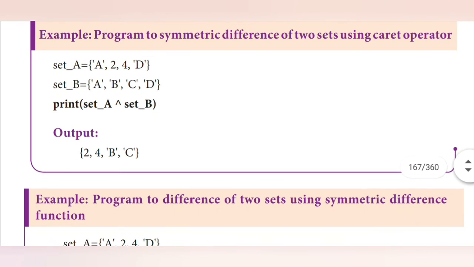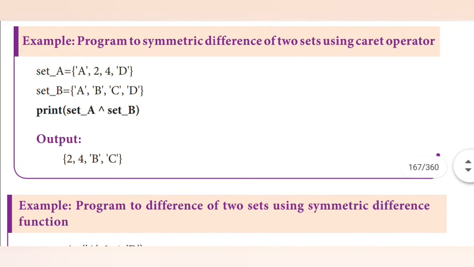Now you can see the example for symmetric difference. Set A is equal to A, 2, 4, D, and set B is equal to A, B, C, D. Print set A caret set B. So what is the output you can get? The common elements to A and B are A and D. The remaining elements present are 2, 4, B, C. So these elements are shown in the output.